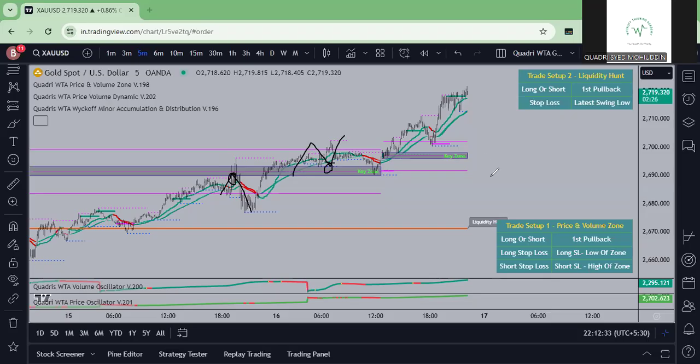It has nothing to do with rally-base-rally, or drop-base-rally, or whatever people normally call it or define it as. This is a price area which has a high probability of price going either upwards or downwards after testing this area. So we are only trading based on testing. The greater the test, the higher the probability of price going upwards.